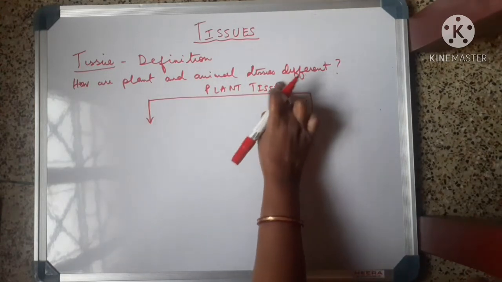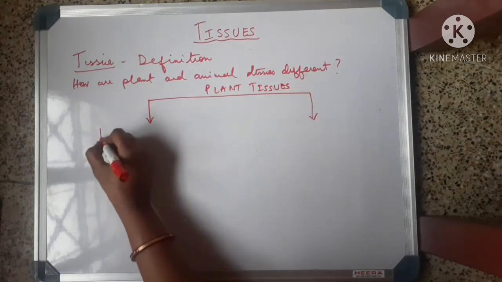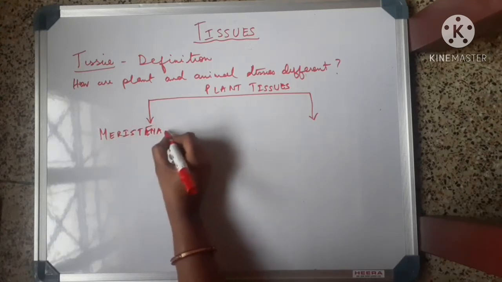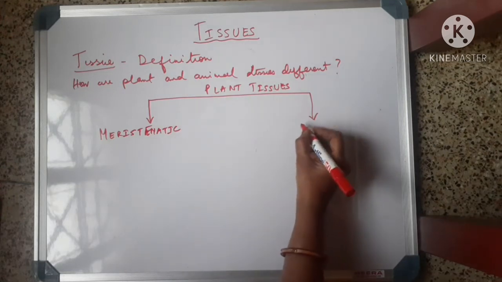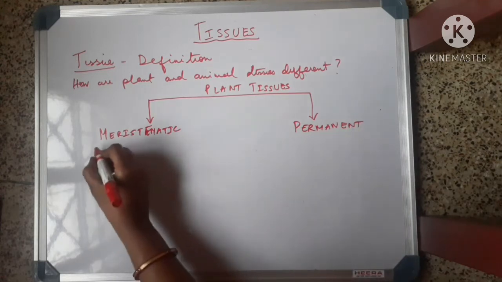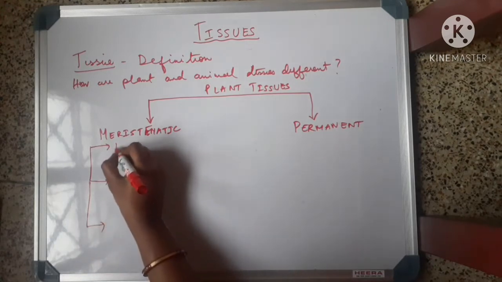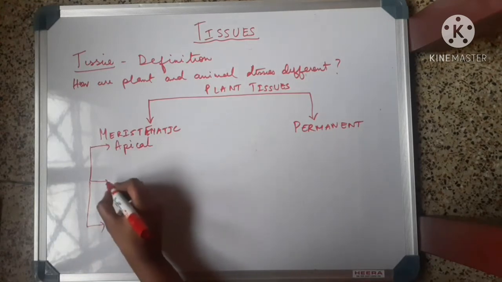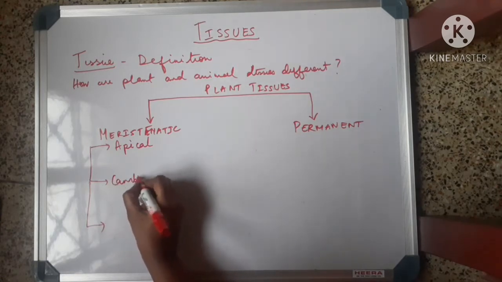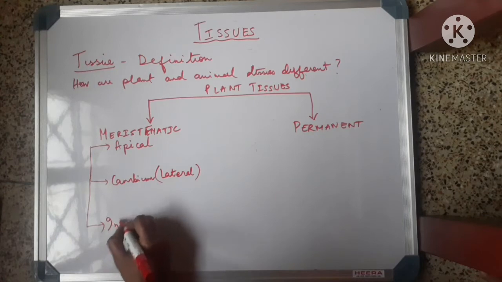Plant tissues are broadly divided into two groups. The first one is meristematic tissue, and the second one is permanent tissue. Meristematic tissue is again divided into three parts according to the regions where they are found. The first one is apical. The second one is cambium or lateral meristem, also known as lateral meristematic tissue. And the third one is intercalary.